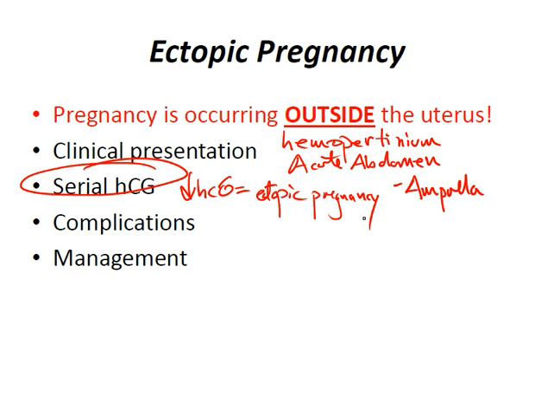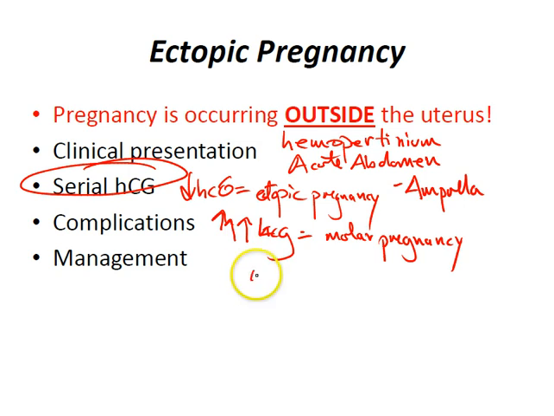Now, note, inappropriately high HCG levels would lead to what? From what we've talked about, molar pregnancy. Now, diagnosis is confirmed with ultrasound, and you get a lack of intrauterine pregnancy. The ring of fire is the classic finding on ultrasound and describes the increased vascular flow to the adnexa when color Doppler is applied.